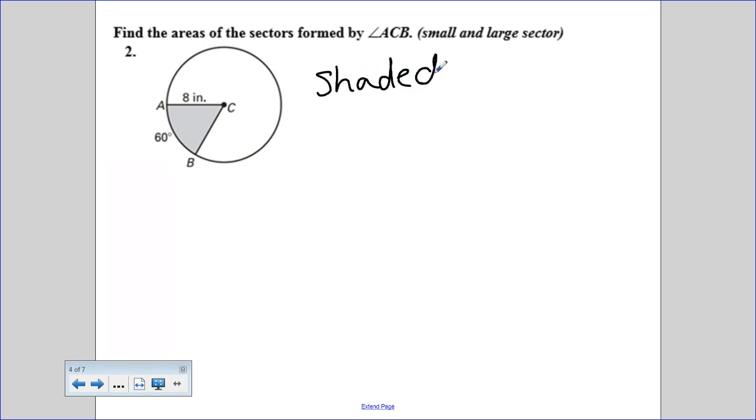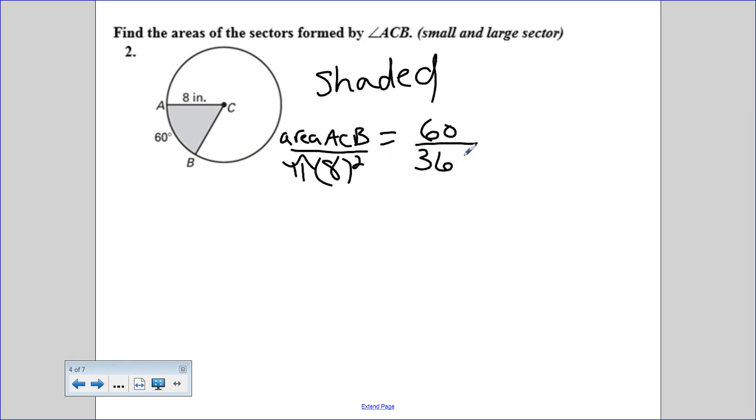Okay. Well, I can see I'm looking for the area of the sector ACB, and I'm going to compare it to the area of the whole thing, and I can see that the radius is 8. On this side, I'm going to have my degrees, 60 over 360. All right, so this here simplifies to 64 pi. So the area is going to be 60 divided by 360 times 64 pi.